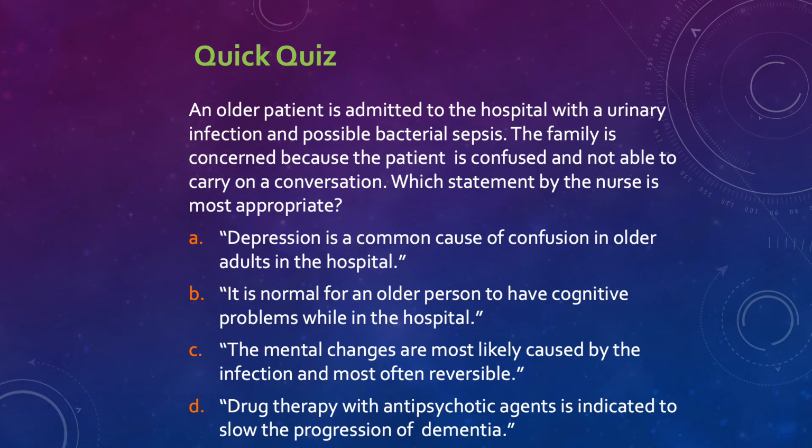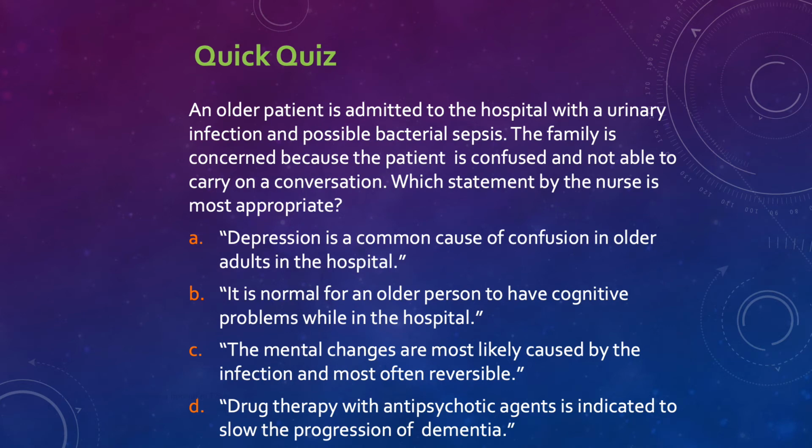So, quick quiz. An older patient is admitted to the hospital with a urinary infection and possible bacterial sepsis. The family is concerned because the patient is confused and not able to carry on a conversation. Which statement by the nurse is most appropriate? Depression is a common cause of confusion in older adults in the hospital. It's normal for an older person to have cognitive problems while in the hospital. The mental changes are most likely caused by the infection and most often reversible. Or, drug therapy with antipsychotic agents is indicated to slow the progression of dementia.